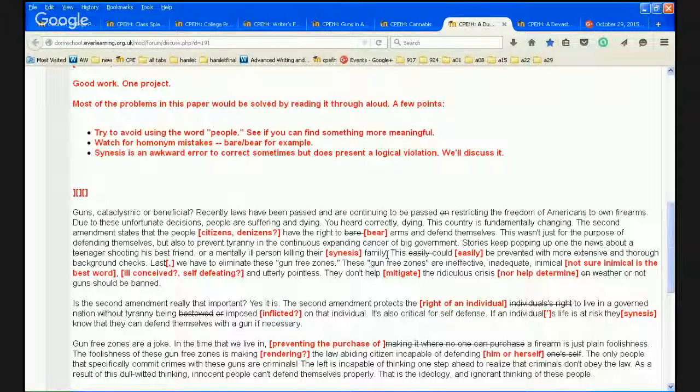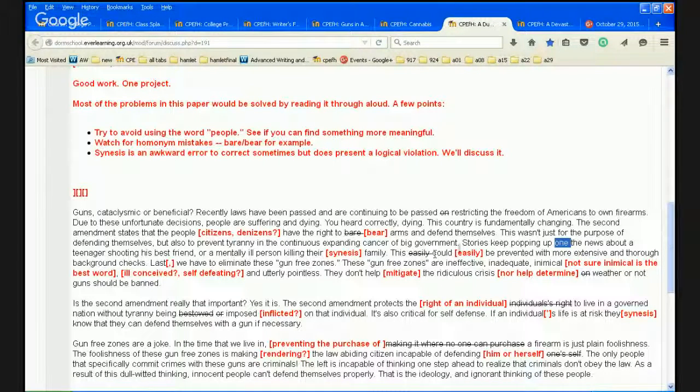Okay, and let's see how the synesis one works. Stories keep popping up. One, the news, that's what I missed too, about a teenager shooting his best friend, or a mentally ill person killing their family. Okay, and you see how synesis happens there. "Killing his or her family" is the only way I could think of getting around that one.